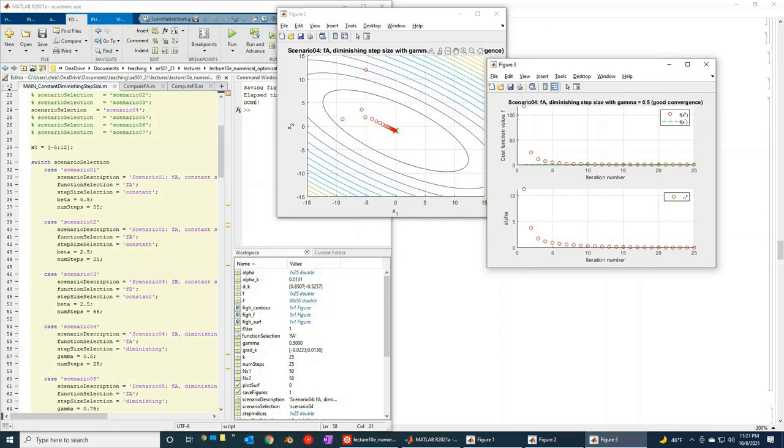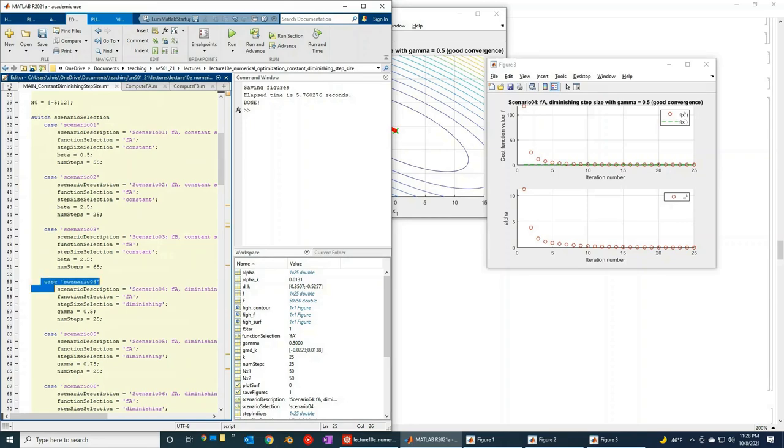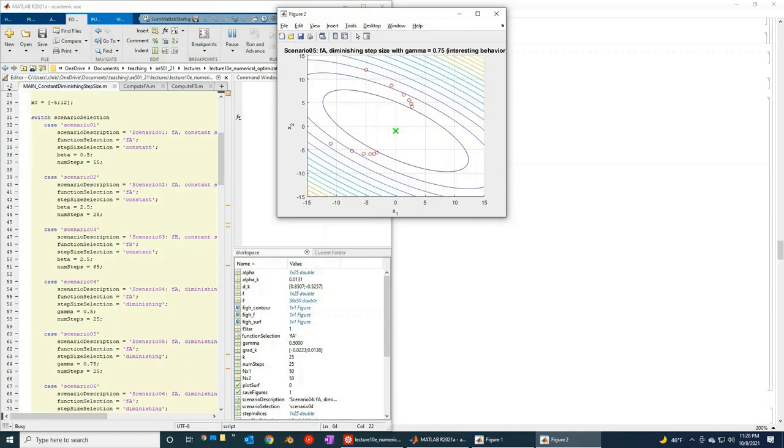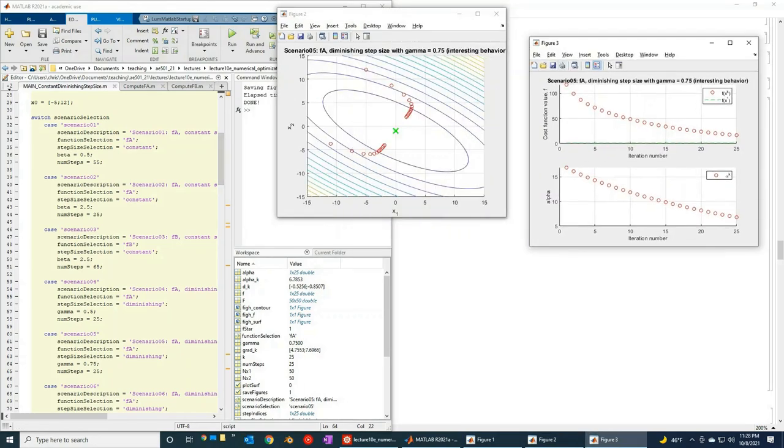Now, it's not all rainbows and butterflies with diminishing step size. So for example, let's look at the next scenario, scenario five, which is the same thing that we just looked at, except I'm going to increase gamma from a half to 0.75. So just make it a little bit bigger and let's see what happens. So I'll run this again. That is interesting, right? Did you see how it started converging?